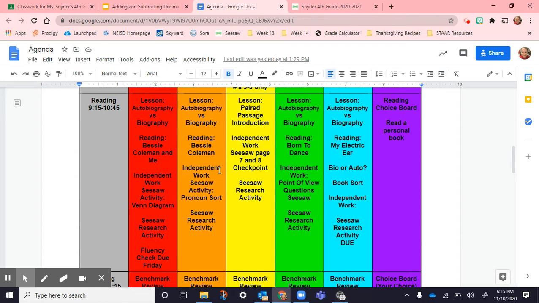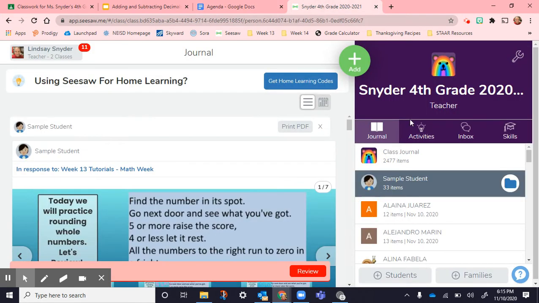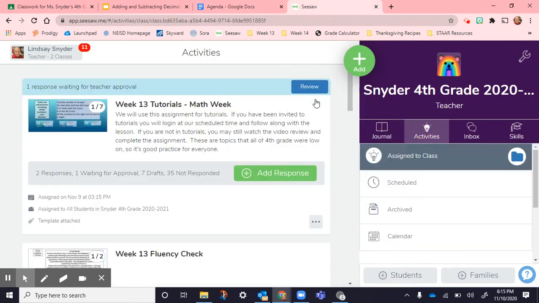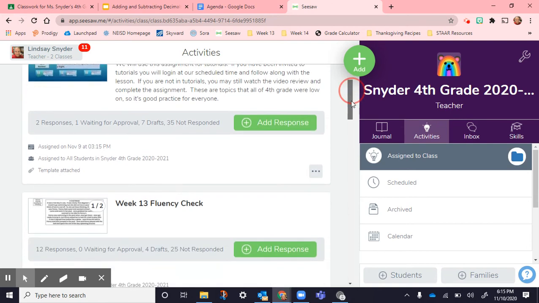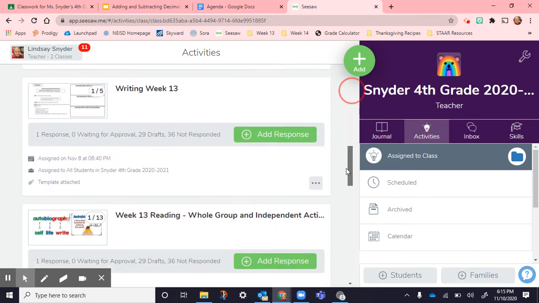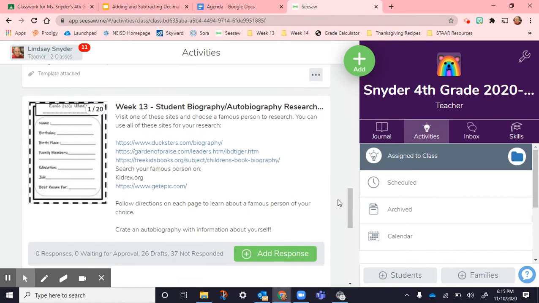So here we did the pronoun sort, we did the reading. The last part is the research activity. So please make sure everybody is working on this a little bit each day. Right here, again, students have these websites. They should have picked their famous person. They can use a number of these. They don't have to use just one.